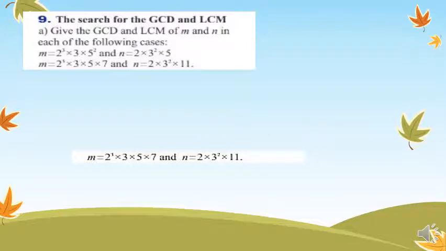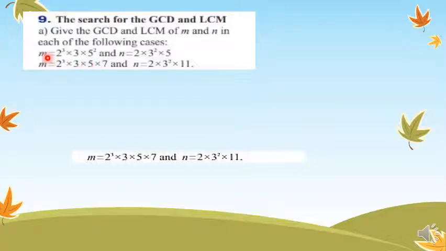Okay, we are going to start now with exercise number 9. In this exercise, we search for the GCD and LCM. It means we have to find the GCD and the LCM. Part A. Give the GCD and LCM of M and N in each of the following cases. In these cases, the numbers are already simplified into prime factors. They are written as a product of prime factors, so no need to factorize or decompose them.